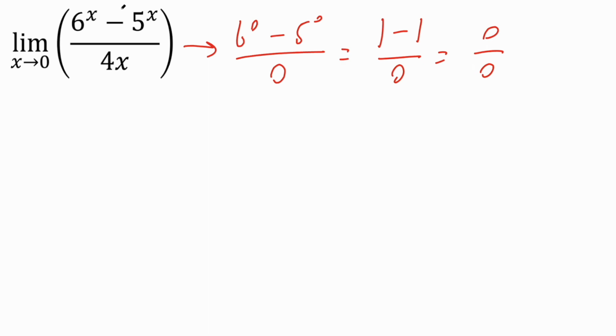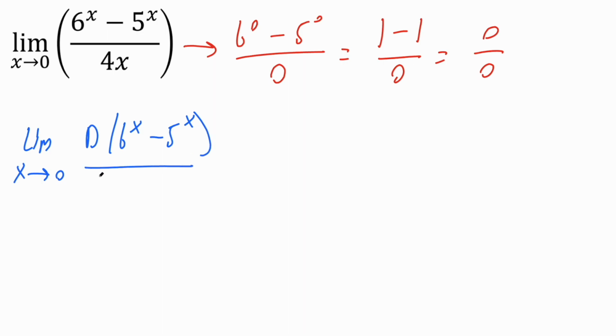And so we're going to take the derivative of the numerator and the derivative of the denominator. So we have the limit as x approaches 0 for the derivative of the numerator, so 6 raised to x minus 5 raised to x, divided by the derivative of the denominator, which is 4x. Close parentheses. And now let's continue. So we have the limit as x approaches 0. Now we take the derivative of 6 raised to x and we take the derivative of 5 raised to x.